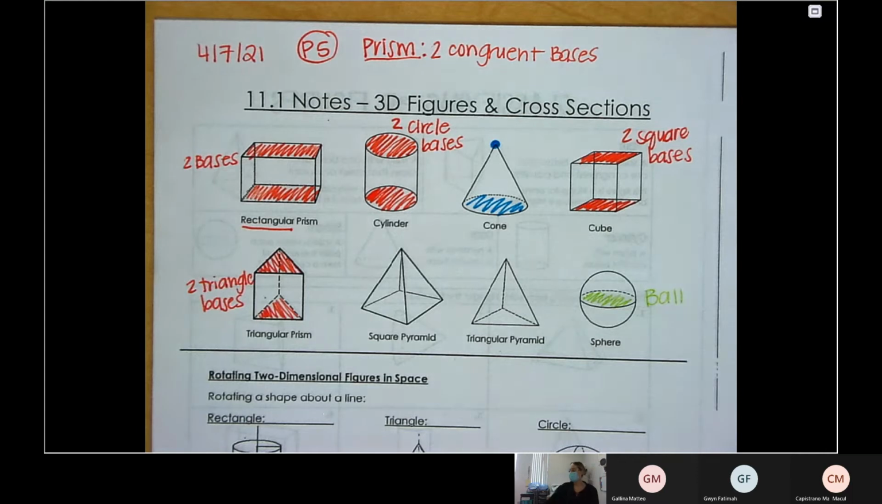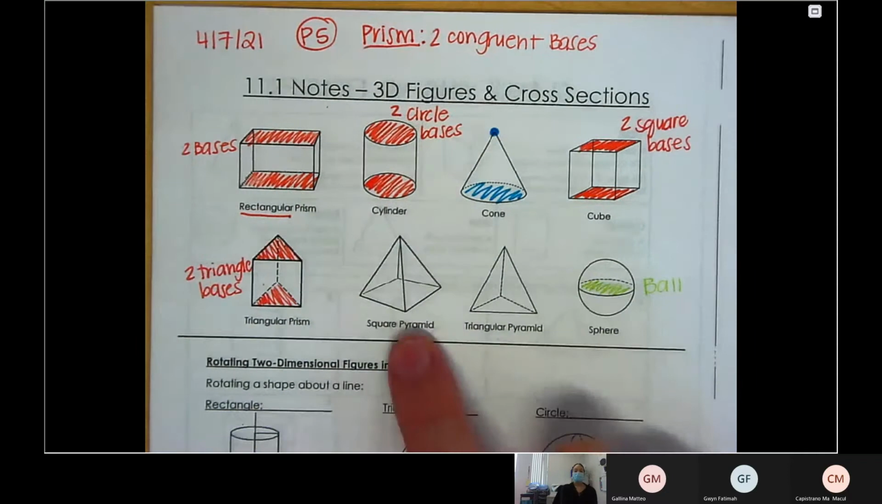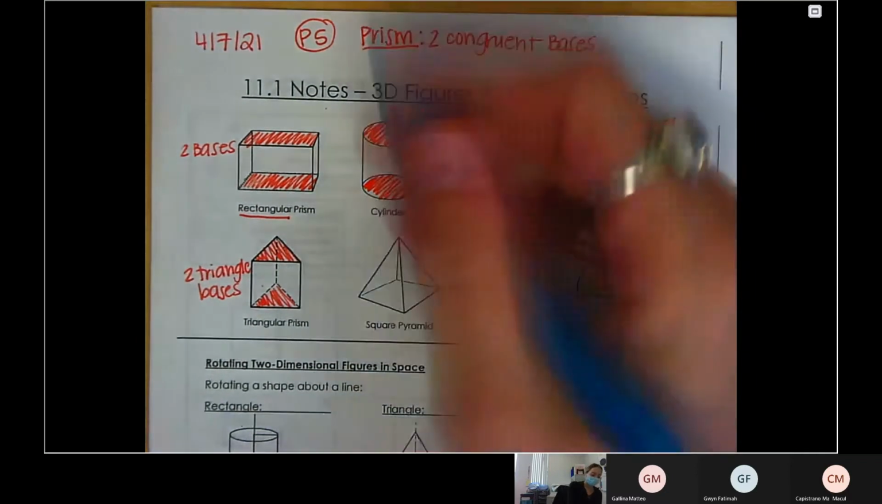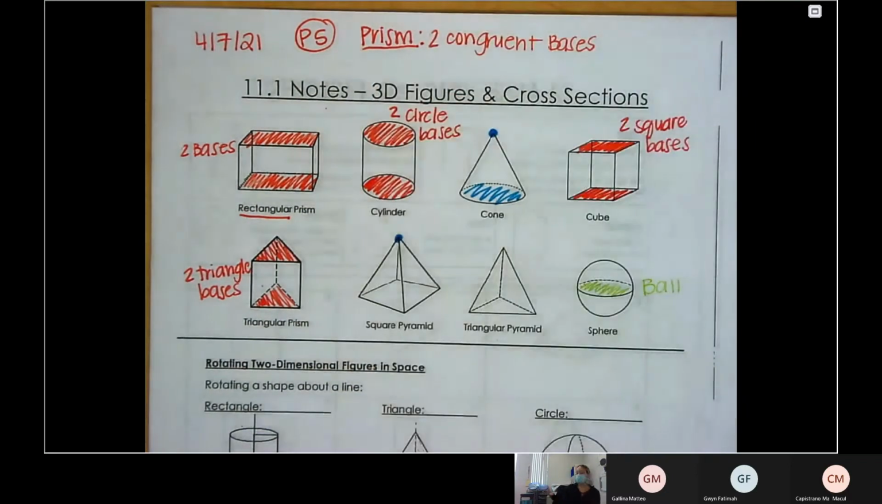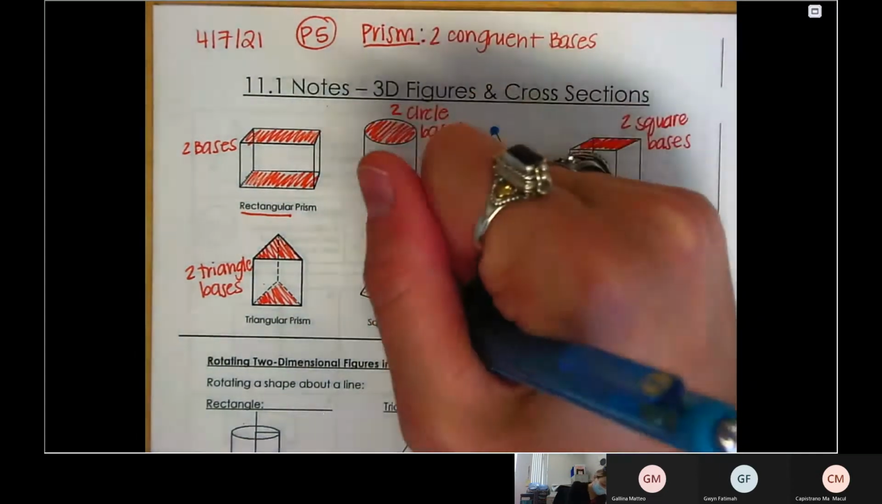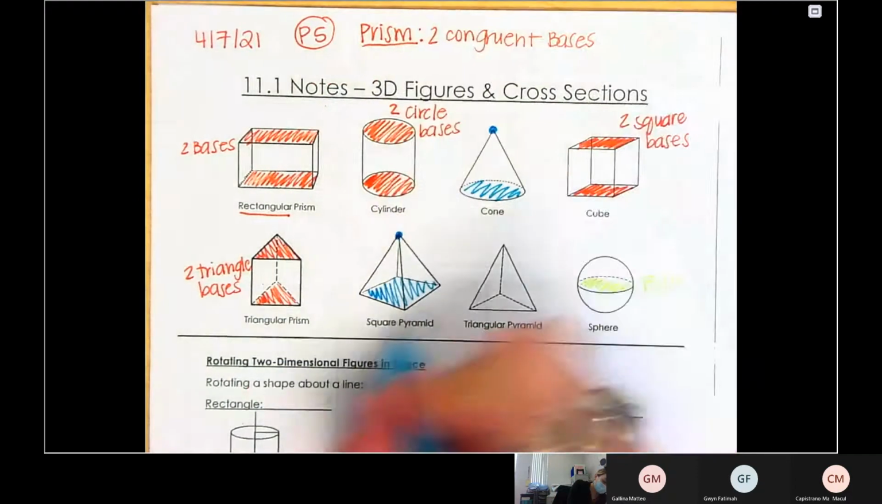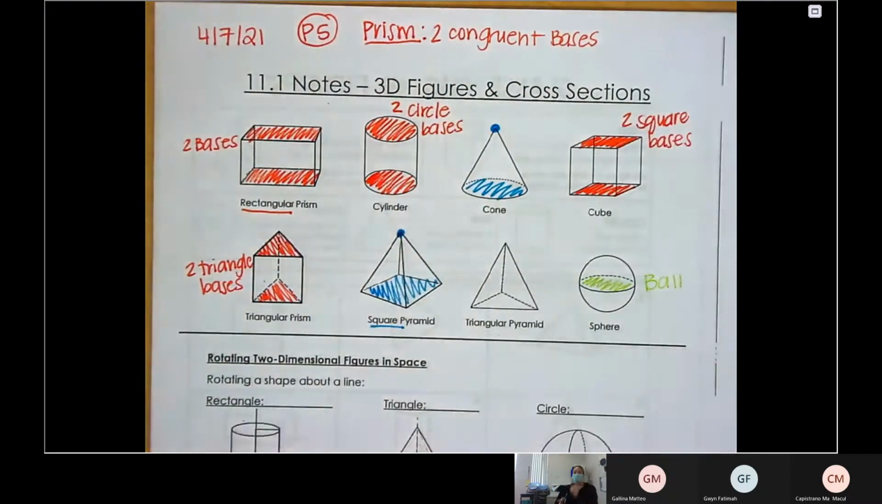There are 2 more. Both are pyramids, but again, it's the shape of the base that's different. So a square pyramid comes to a point. What's the shape of the base? Square. A square. Hence why it's called a square pyramid. Crazy, right? Square pyramid. And again, comes to a point. And how many bases does it have? 1. It only has 1 base. So a prism has 2 bases. A pyramid only has 1 base.